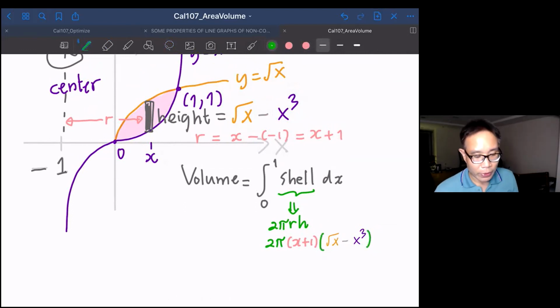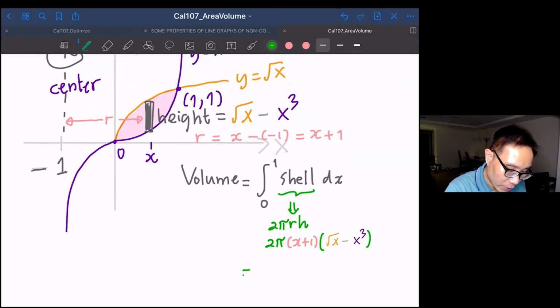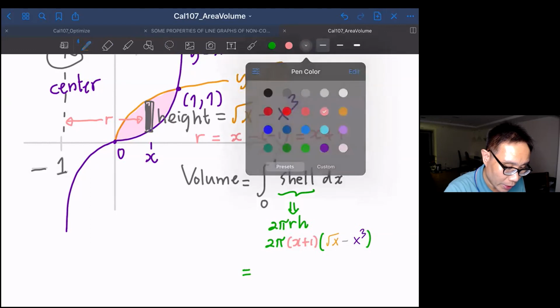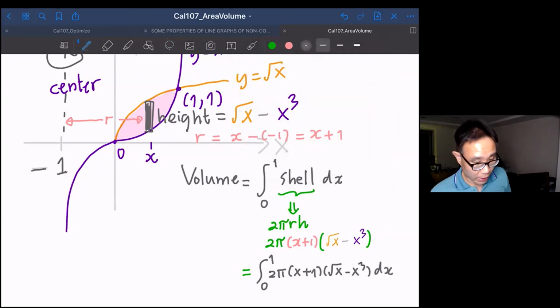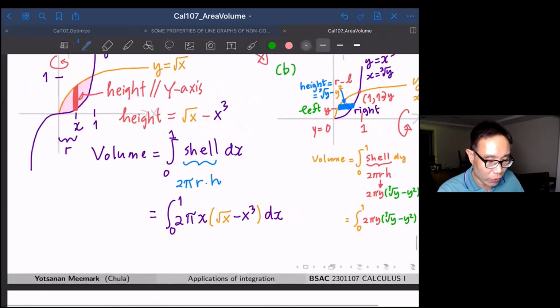So this one will be just the shell that you have, right? And so the final answer will be the integral from 0 to 1 of 2 pi times x plus 1 times square root x minus x cubed dx for the final answer. We're not going to integrate because the question only asks to set up. So this is the volume, and it's going to be in terms of a definite integral. So you do not have to integrate. Like in the previous question, this one is your final answer.